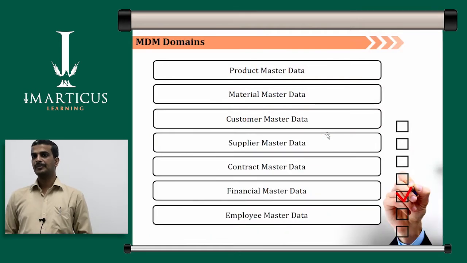So these are the MDM domains: the product master data, the material master data, the customer master data, supplier, contract, financial master data and employee master data. So with this, now I hope you all have some idea on what is EDA, what is MDM and what is warehousing, and along with warehousing, now you also know what are the current transactional databases. I mean, what is OLTP and what is OLAP and what is the difference between the two.